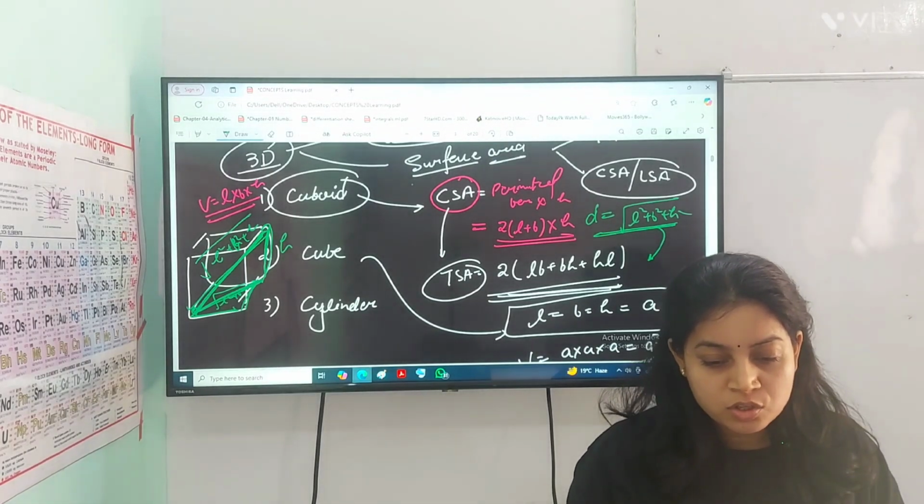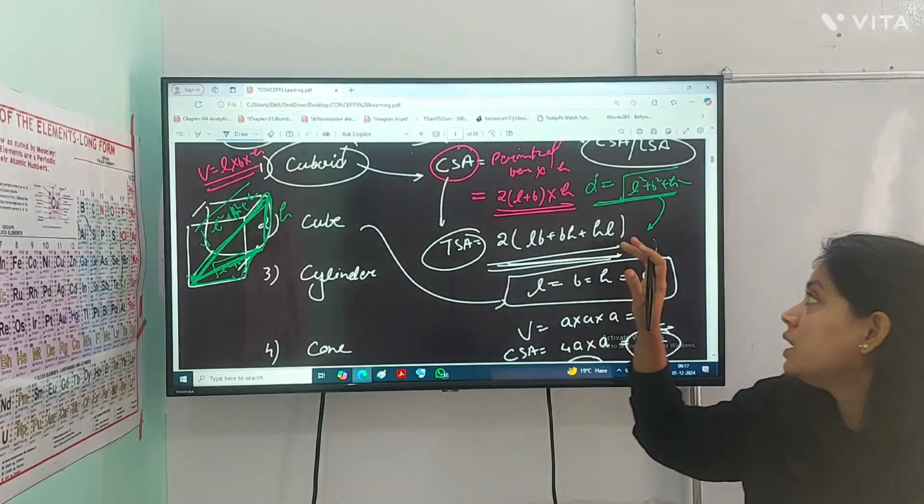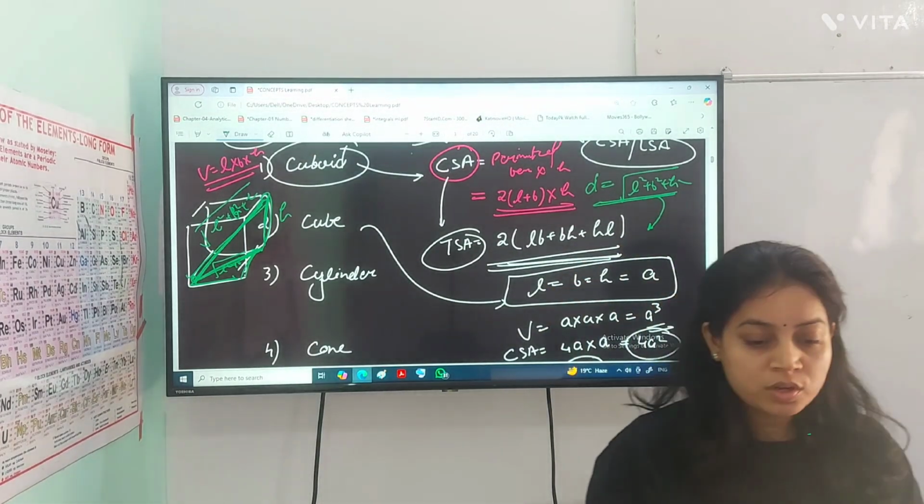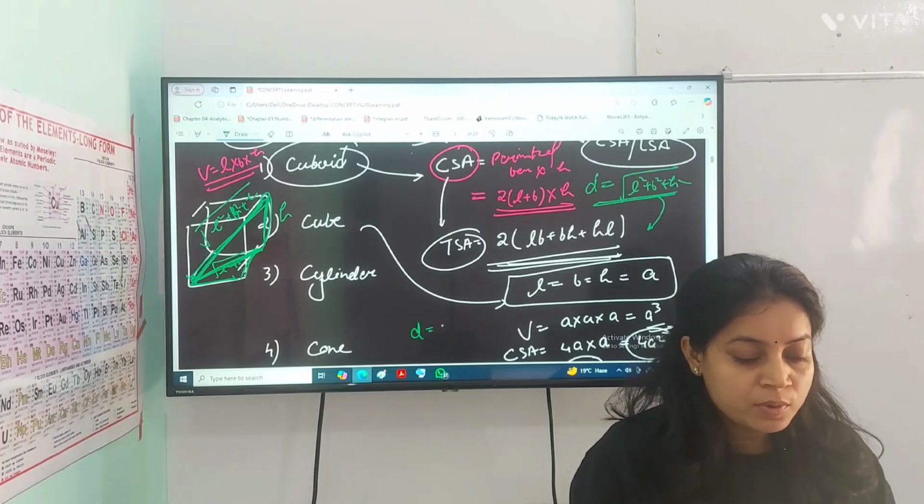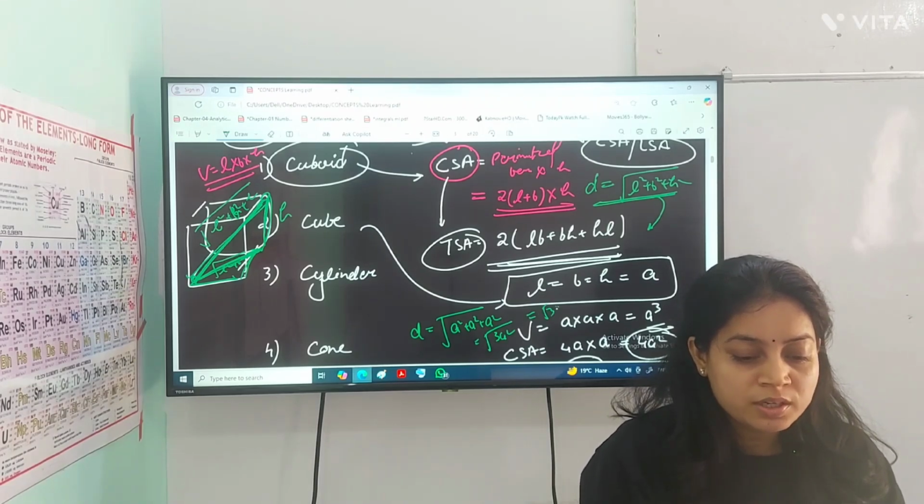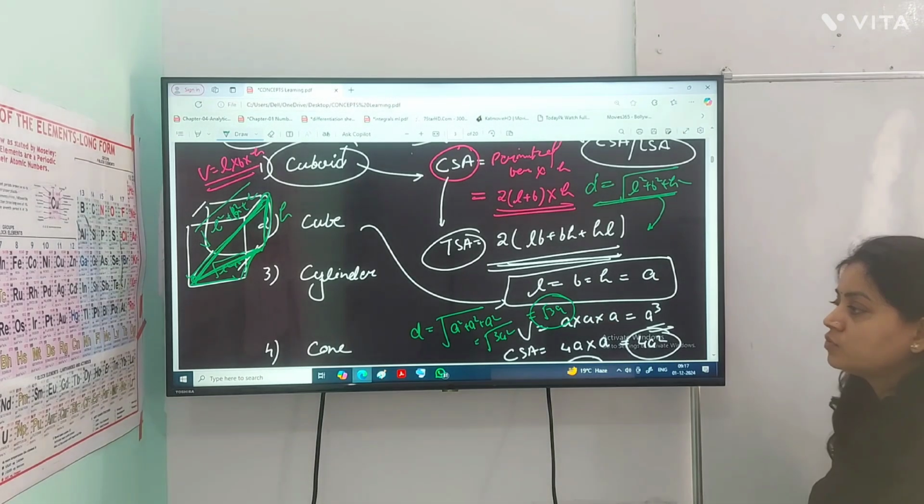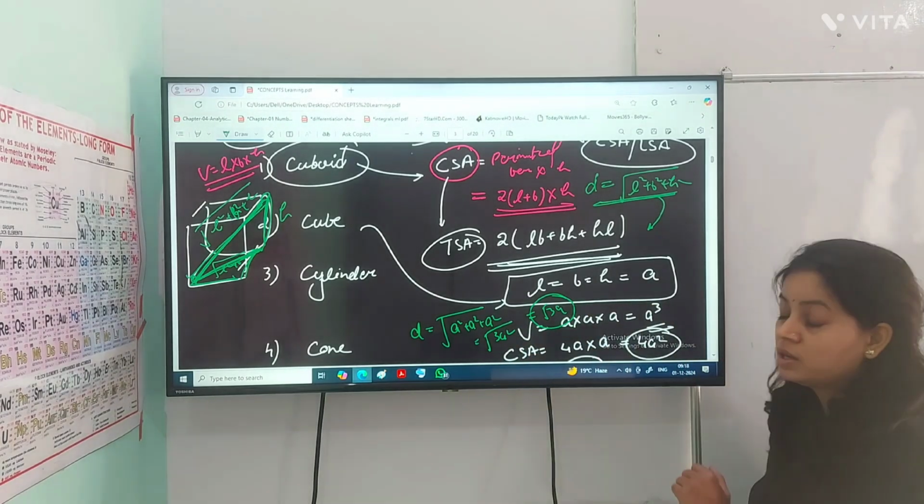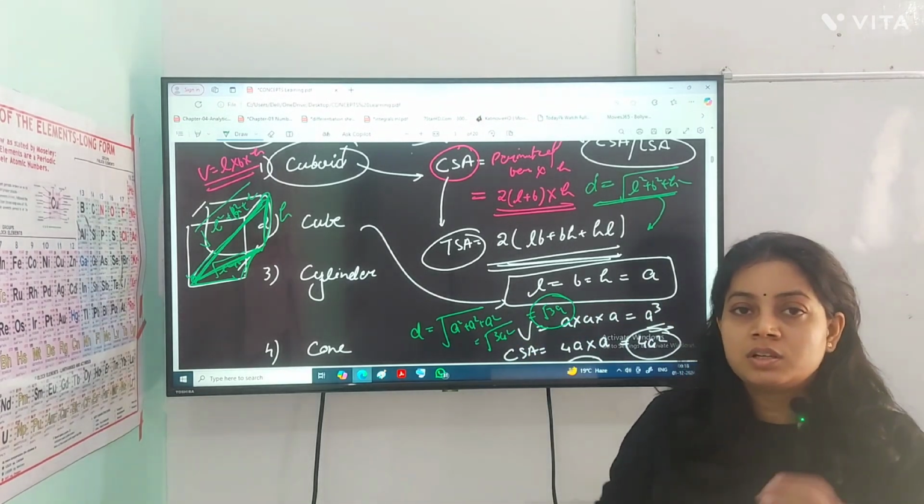And in the special case of a cube, you can find the diagonal of the cube just by taking L, B, H equal as A. So the diagonal of the cube will be under root of A square plus A square plus A square. That will be under root of 3A square. That will be root 3 times side. So what is the diagonal of the cube? That is root 3 times side.